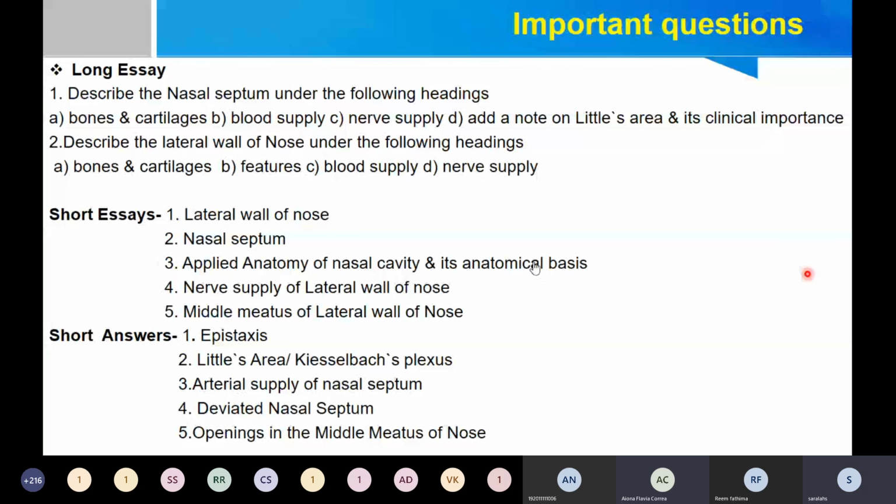Yes, ma'am. Can you tell the arteries which take part in the formation of Kesselbach's plexus? Yes, ma'am.